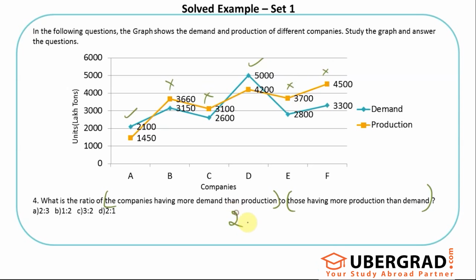So I have 2 companies which have more demand than production, 2, the remaining 4 will be having more production than demand. So it is 2:4. The answer is 1:2. Right, that's how we solve this.